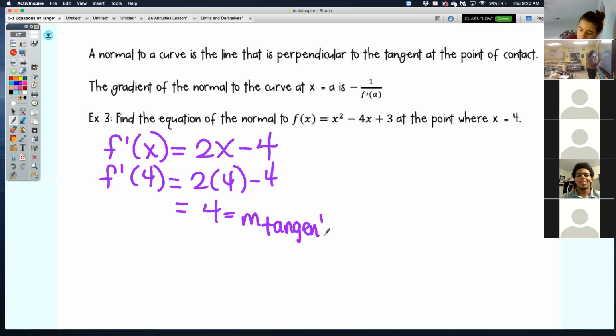So if I'm looking for the gradient of my normal line, which is what I need because I'm trying to write the equation of the normal line, I have to do the opposite reciprocal. So then what is the gradient of the normal line? -1/4. There is no way to go straight to the gradient of the normal. You'll have to find the tangent in order to find the normal, okay?